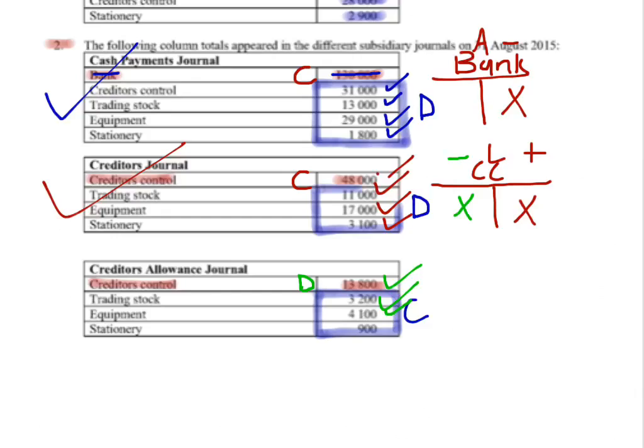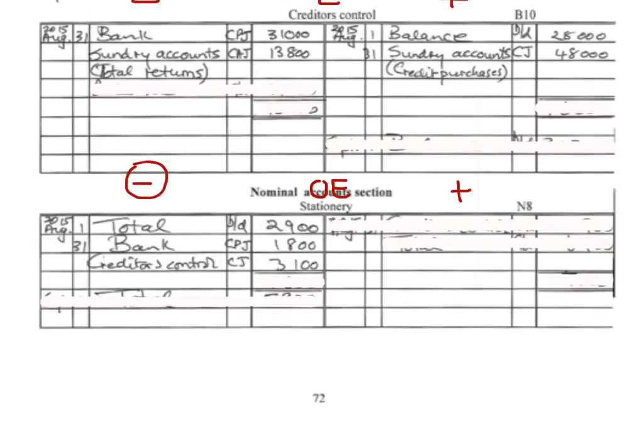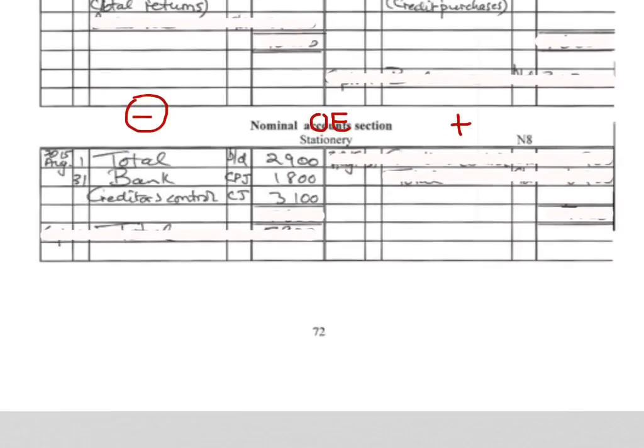So equipment is done. Next entry, last entry then, is stationery. 900 was returned and I need to credit my stationery account. Because I increased it when I bought more, now that I'm returning, it should be on the opposite side of the account, causing my expense to decrease, but overall my owner's equity is actually getting more. So Creditors Control, CAJ, 900 Rand.